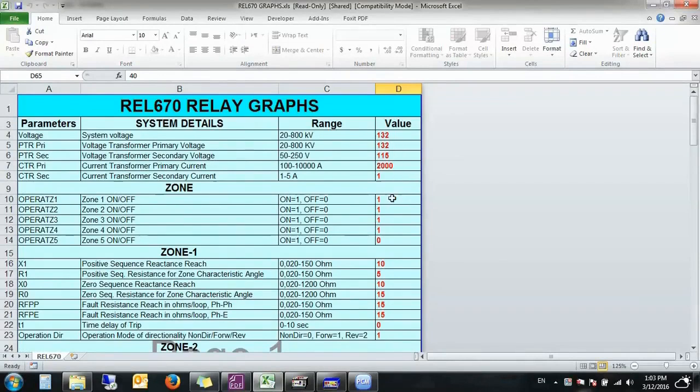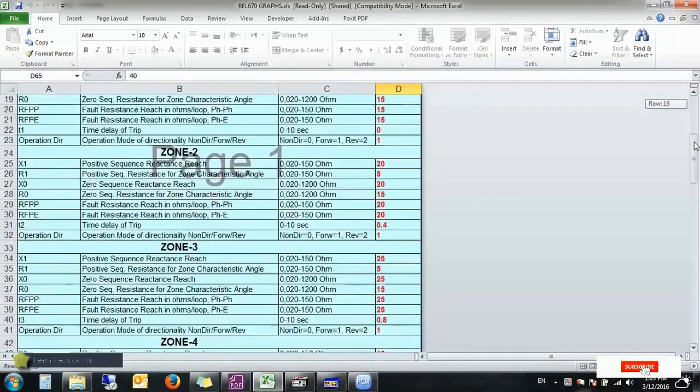132.115 set ratio. I will tell it to zoom. And they gathered 4 zones here.